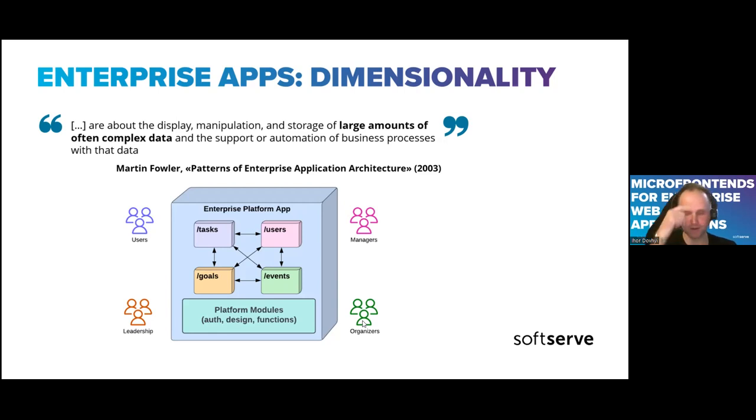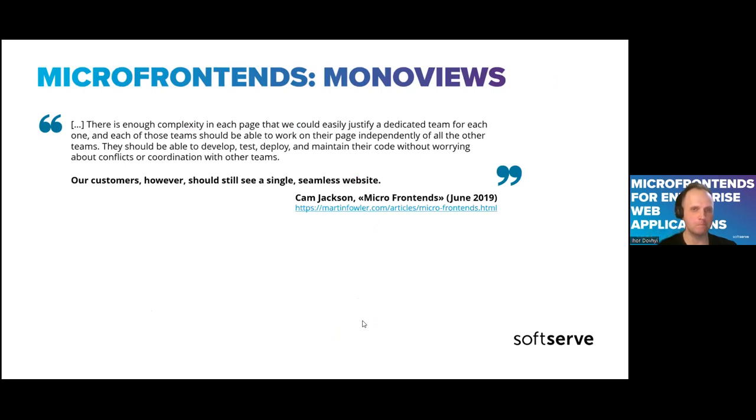This definition in this article has a follow-up that talks specifically about the applicability of this style. Microfrontends are applicable if there is enough complexity in each page that we could easily justify a dedicated team for each of these. And each of those teams should be able to work on the page independently of all the other teams. They should be able to develop, test, deploy, and maintain the code without worrying about conflicts or coordination with other teams. Our customers, however, should still see a single seamless website.